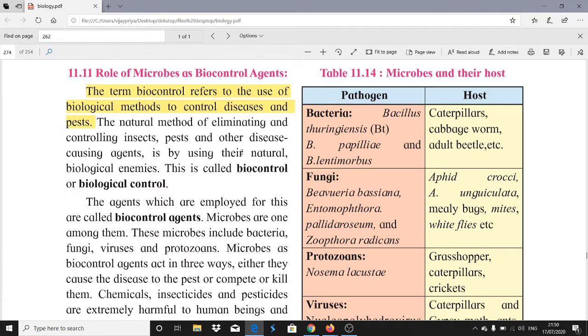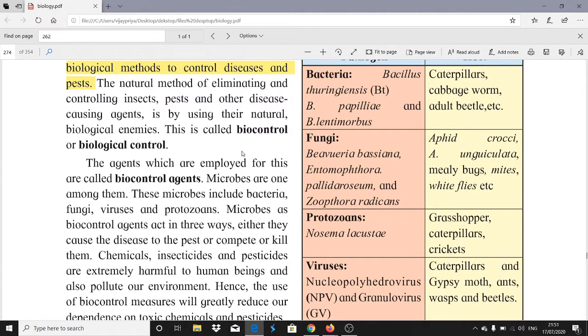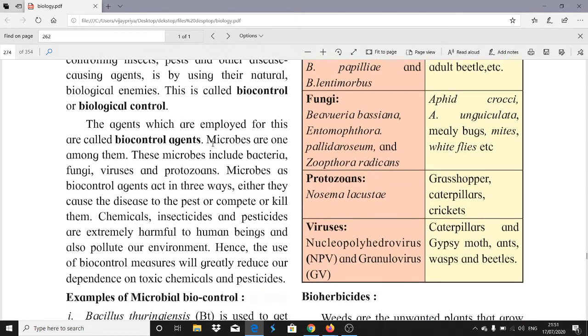The natural method of eliminating and controlling insects, pests, and other disease causing agents by using natural and biological enemies is called biocontrol or biological control. So by using natural or biological methods, the insects, pests, and other disease causing agents can be controlled. The agents which are employed for this are called biocontrol agents.